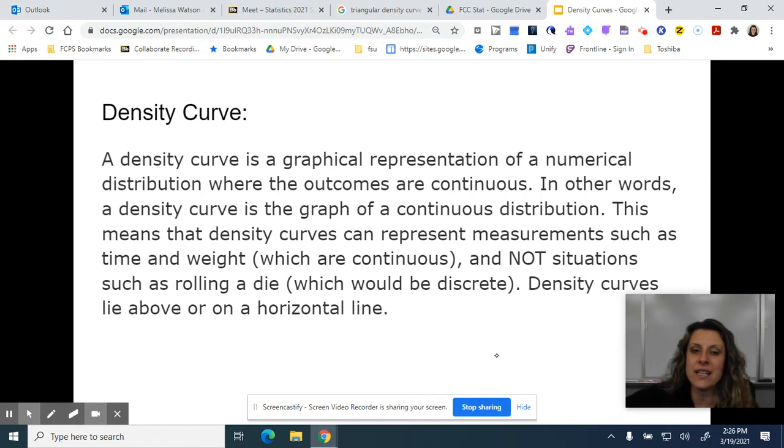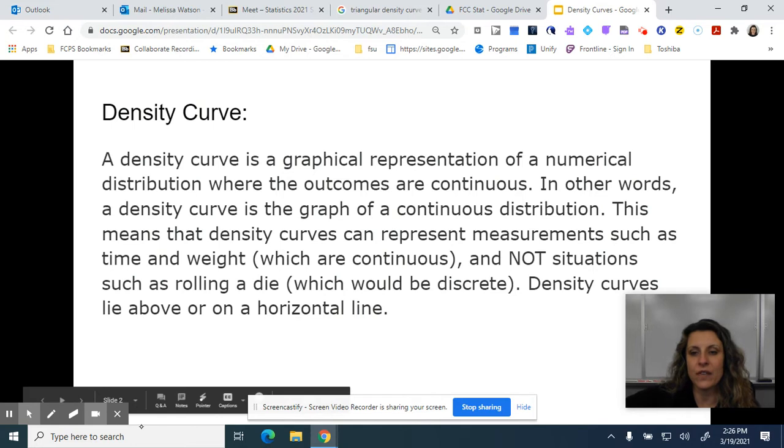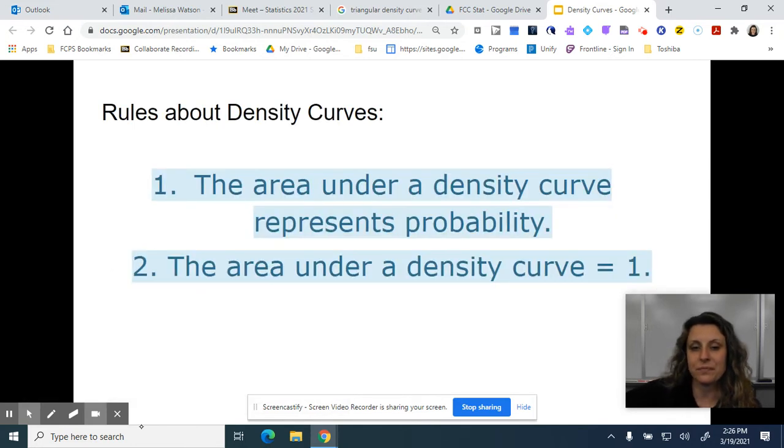That graph is called a density curve when the total area under the curve is equal to 1. And the area of any region corresponds to the probability of that event happening. So those are just some rules about density curves. Okay, so we're going to take a look at our first density curve.